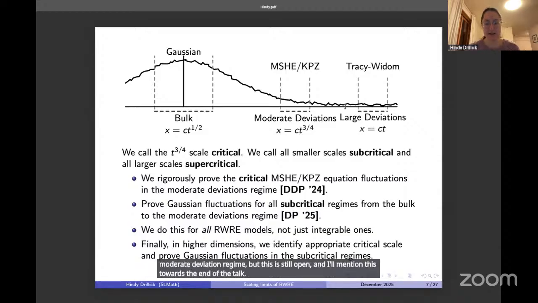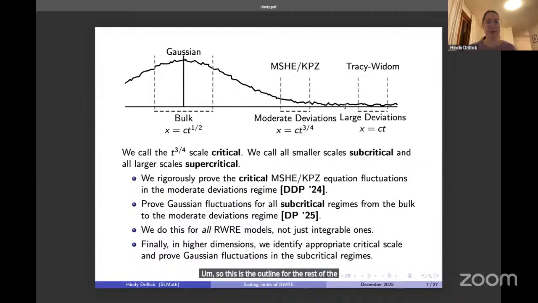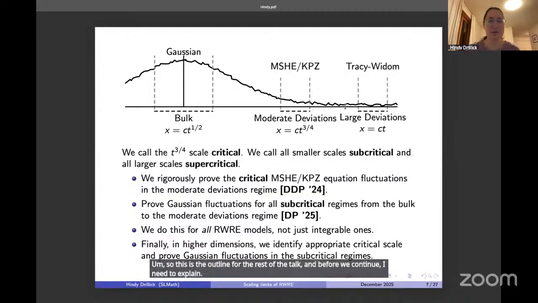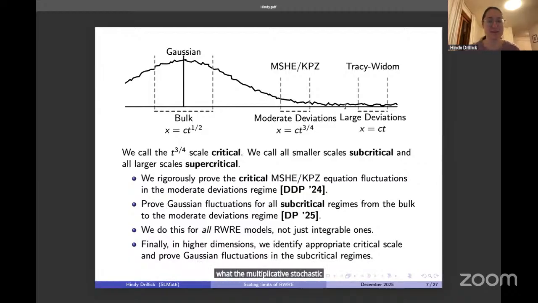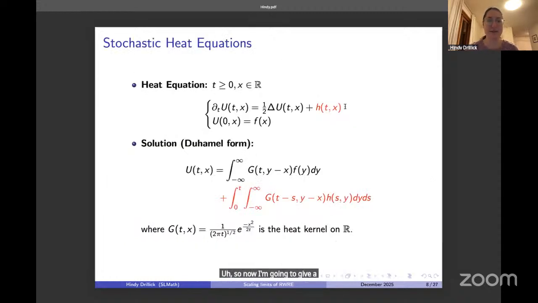So this is the outline for the rest of the talk, and before we continue, I need to explain what the multiplicative stochastic heat equation and KPZ equations are. So now I'm going to give a little crash course about the stochastic heat equation.